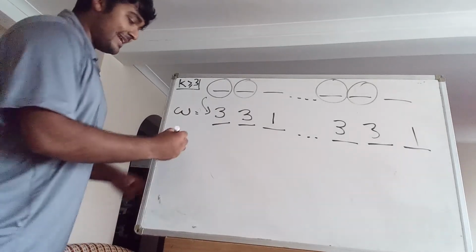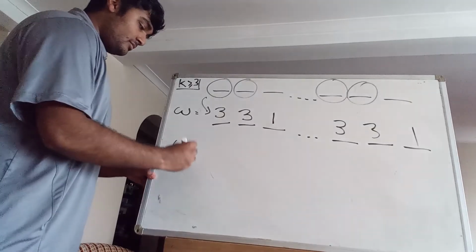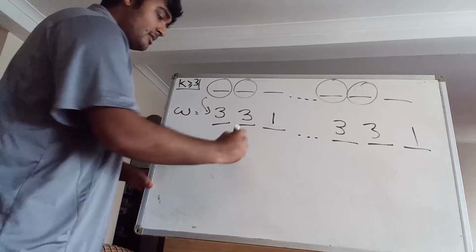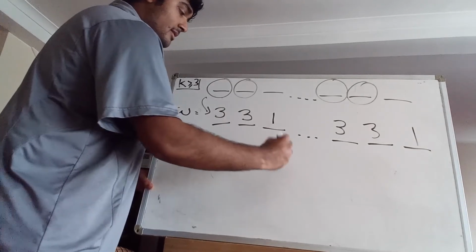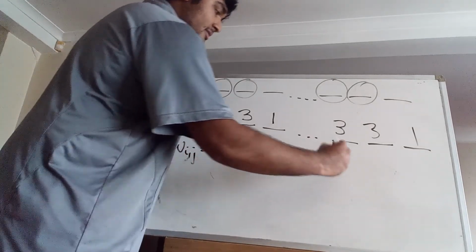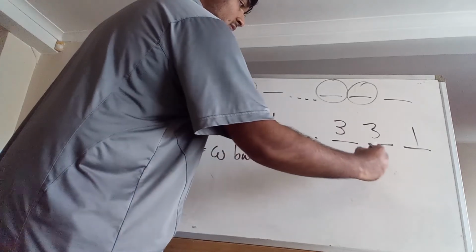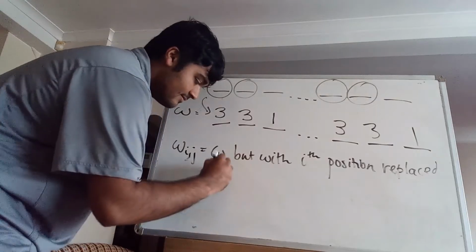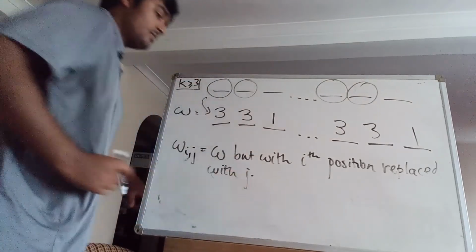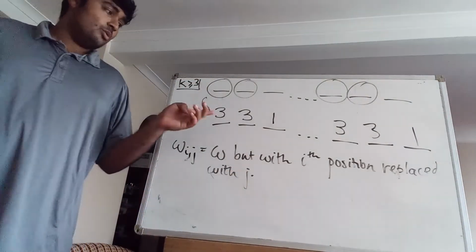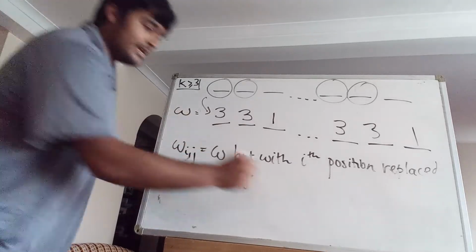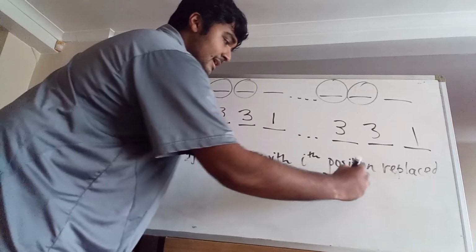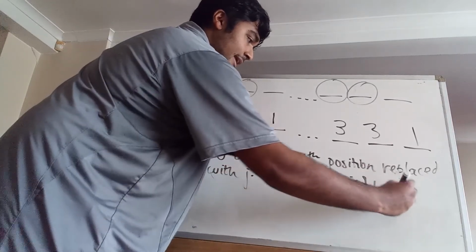Now what we're going to do is let W_ij be equal to W but with the ith position replaced with j. Okay, now what does this tell us? Well, i here is between 1 and n, because there are n positions, and j here is between 1 and k.